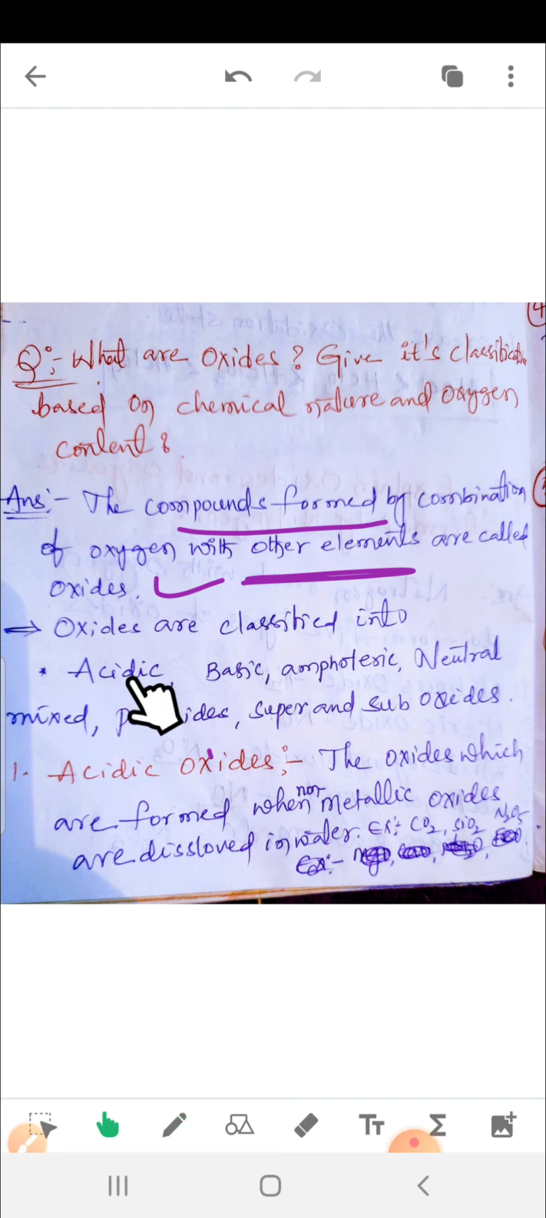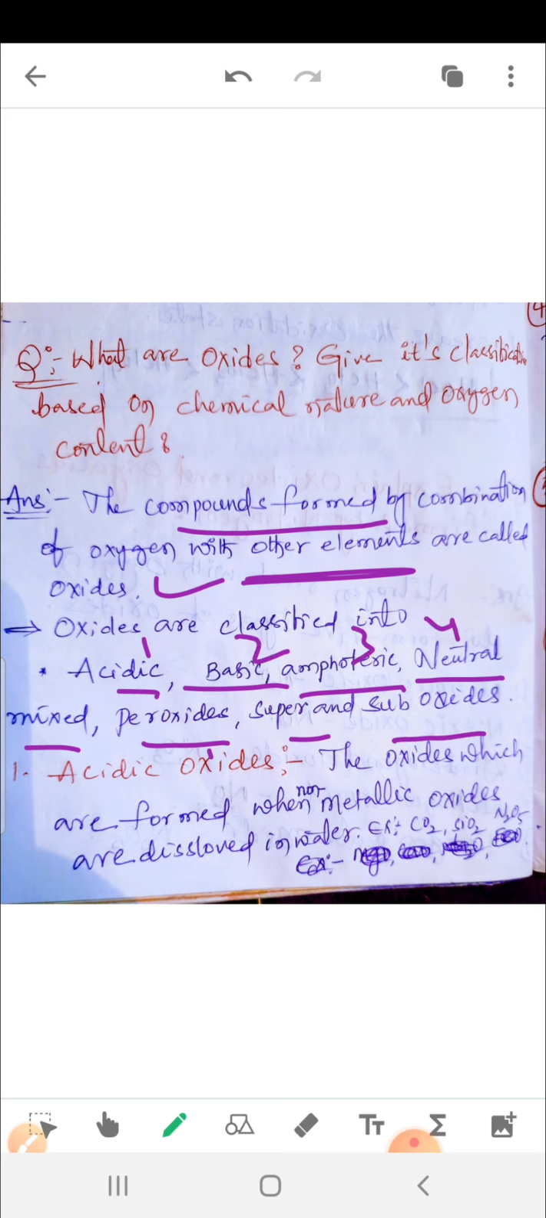That is the definition. Oxides are classified into acidic oxides, basic oxides, amphoteric oxides, neutral oxides, mixed oxides, peroxides, superoxides, and suboxides. These are the 8 types of oxides. One by one we are going to discuss. First, let us take the acidic oxides.